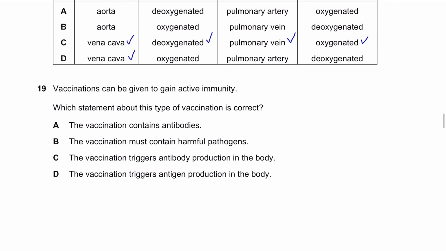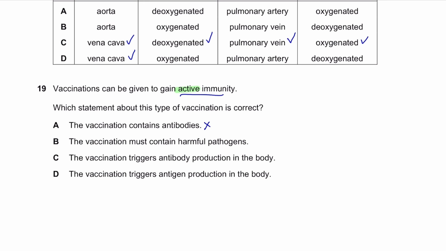Question 19. Vaccinations can be given to gain active immunity. Which statement about this type of vaccination is correct? Alright, the word that you need to put your focus on is active, because there is something called passive immunity as well, and that's a whole different thing. So vaccination contains antibodies. No, this is not active, this is passive immunity.